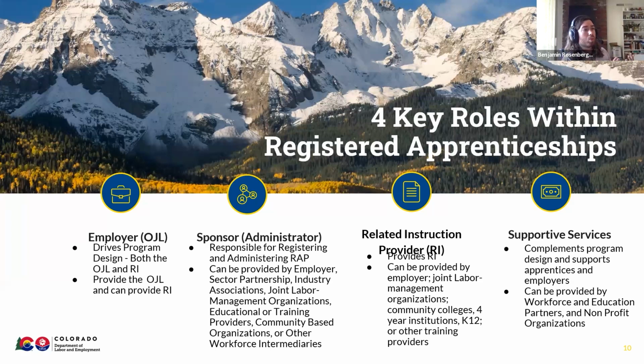The fourth key role within an apprenticeship program is supportive services. And it is really important to mention because as someone is going through an apprenticeship program, they're not paid their final wage.